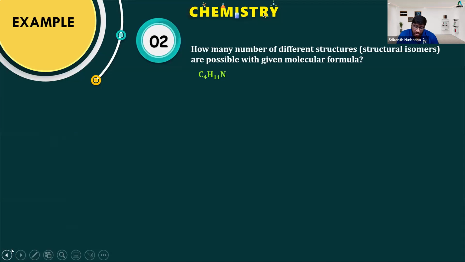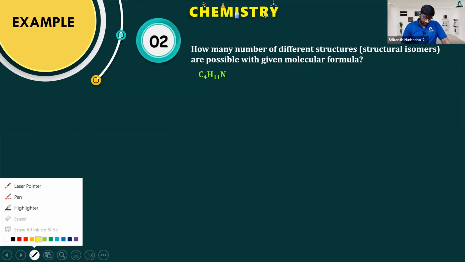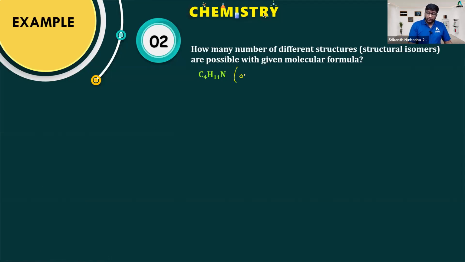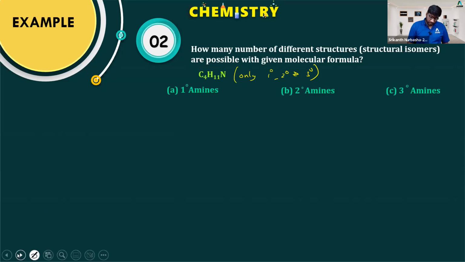How many different structures or structural isomers are possible with the given molecular formula C4H11N? Try to figure out C4H11N. And you have to look at the primary amine, secondary amine, tertiary amines. C4H11N, only primary, secondary, and tertiary amines you have to count. First, let us go with the primary amines. Primary amines means what? Carbon-carbon bonds with an NH2 group. NH2 should be there in the primary amine.